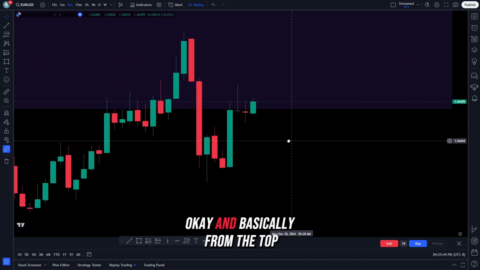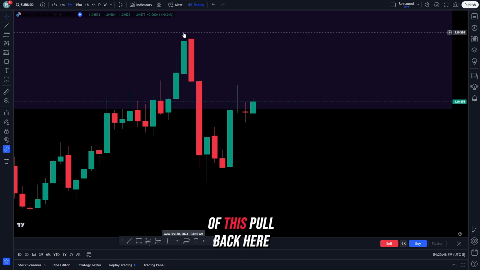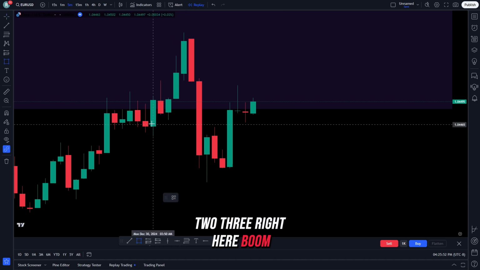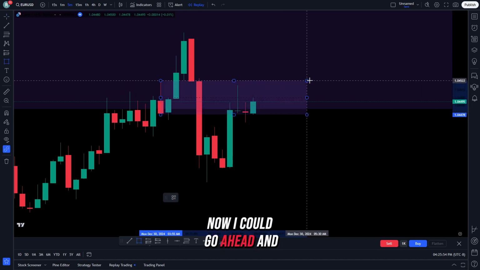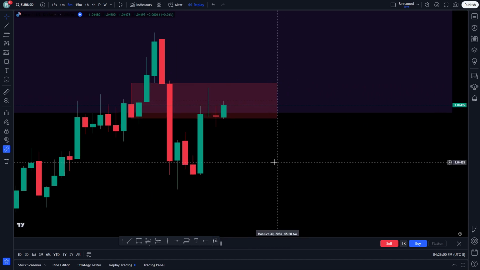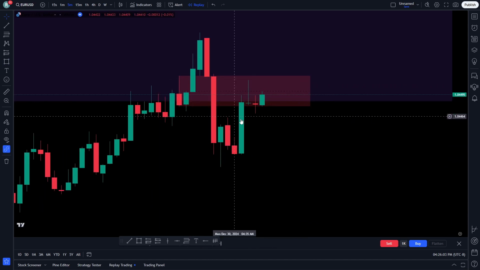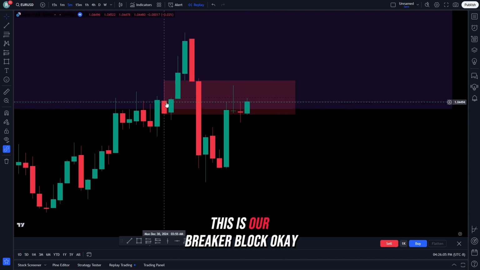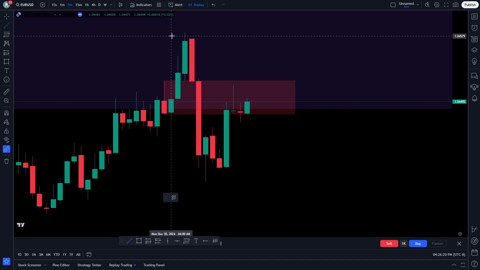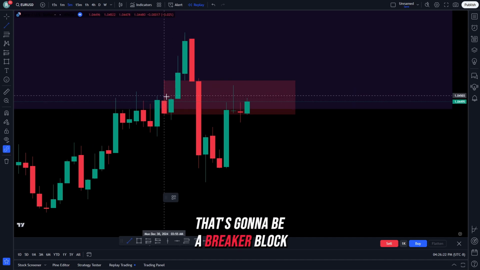Basically, from the top of this pullback here, I'm going to go back until I find the first red candle. 1, 2, 3, right here. Boom. Now I can go ahead and mark this area out. Let's make this another color. Okay, cool. Now we've got this area here. Guys, this is our breaker block. So you're going to go left from the swing high until you see the first red candle. That's going to be a breaker block.